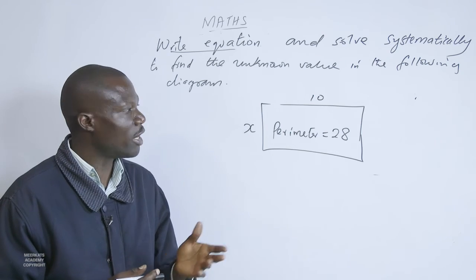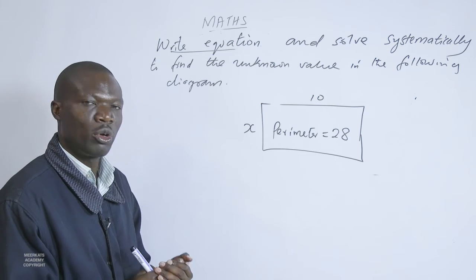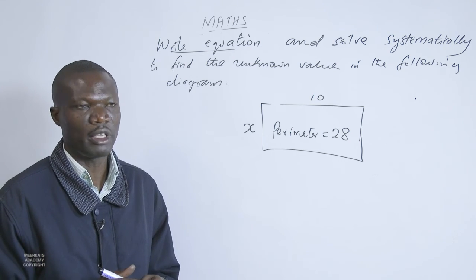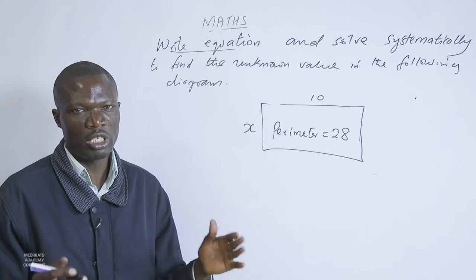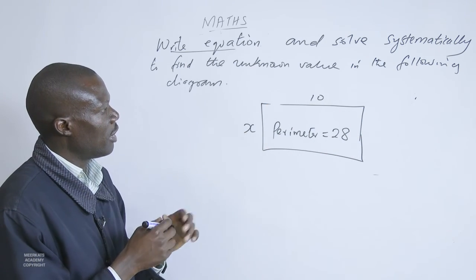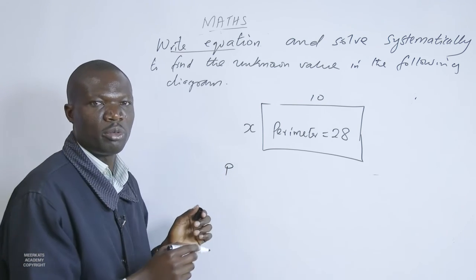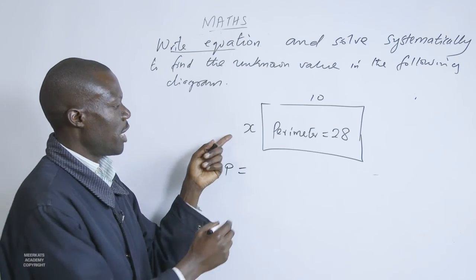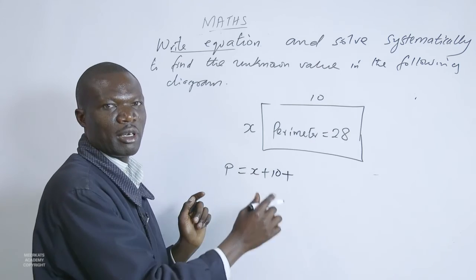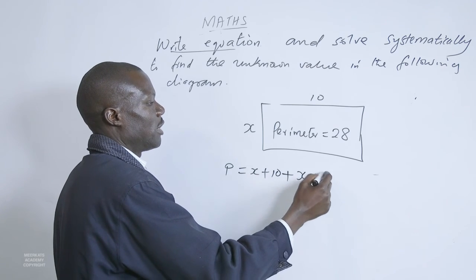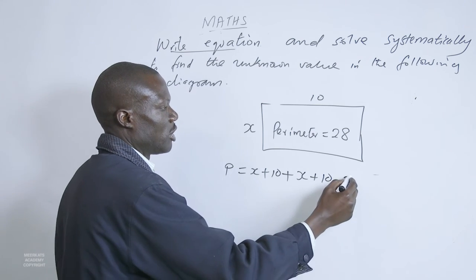The rectangle we have is measuring x by 10, and the perimeter is given as 28. We know that the perimeter is the distance round a figure, which means this 28 is the same as x plus 10 plus x plus 10. We need to come up with an equation to show this. So the perimeter here, which I'll call P for this particular case, is x plus 10 plus this side is the same as the opposite, which is x, and then plus 10. Then when you add everything there, you should get the perimeter, which is 28.